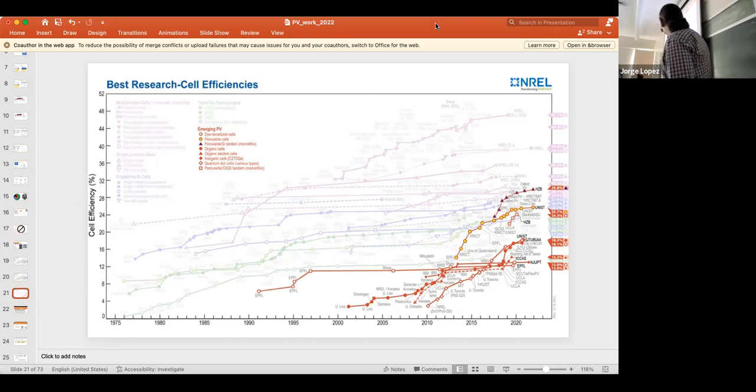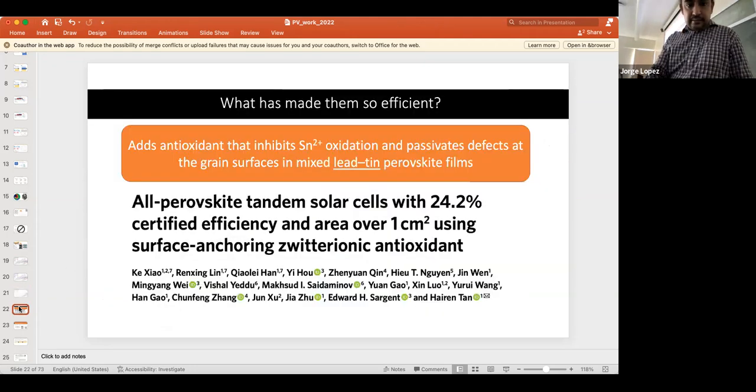And these are organic materials that were really famous for a while. In fact, the last time I was here, I was talking about organic materials. So now this is way better. And one question is, why is it that they're so efficient?